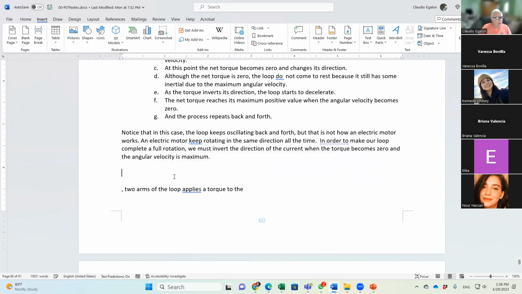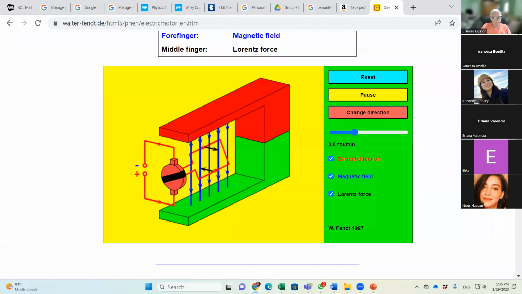Let me erase that and go right here. Watch this current here: its direction is pointing to the left, and now it's pointing to the right. Okay, so the torque doesn't invert the direction, and the current must invert at the proper moment. The current inverts at the moment that the area vector of this loop is either parallel or anti-parallel to the magnetic field.